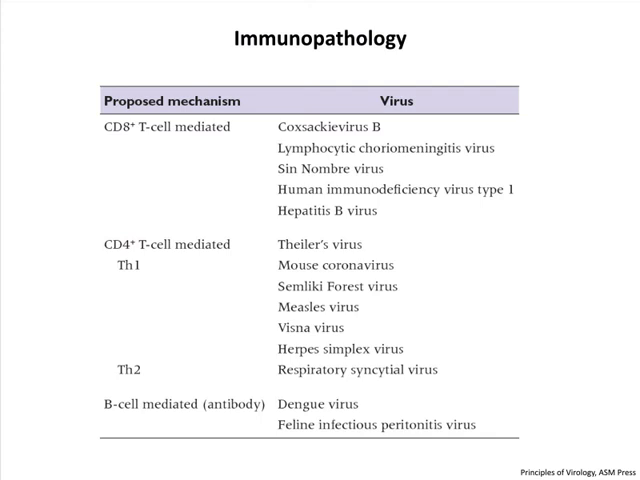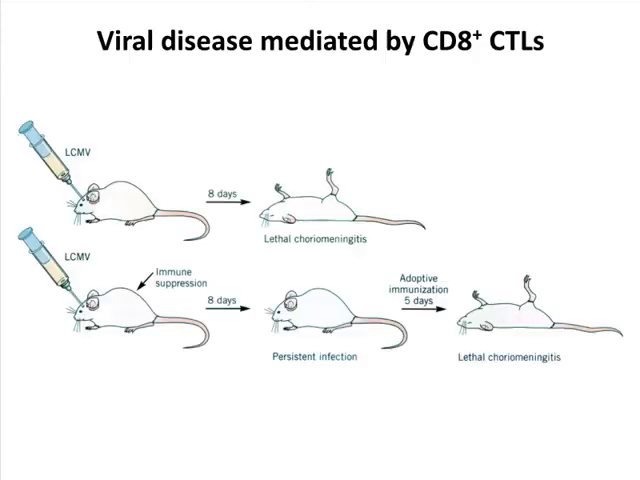So here's an example of different ways that immune responses can cause damage. This is immunopathology. There are mechanisms caused by CD8 T cells, by CD4 T cells of both Th1 and Th2 classes, with different cytokine secretions. There's also pathology caused by B cells. So let's look at a couple of these to see how they work.